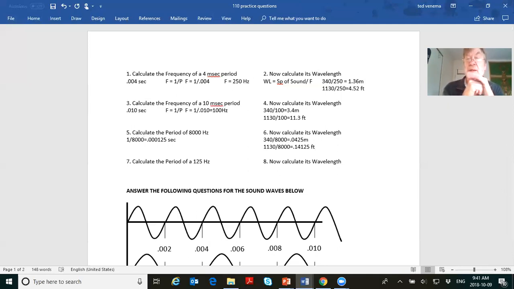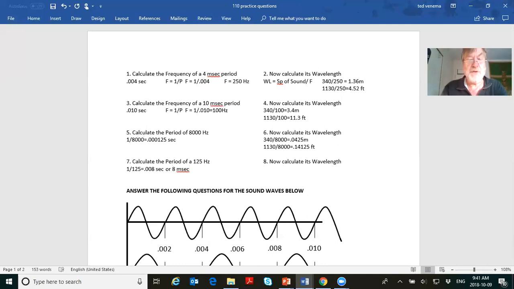Talking small. Calculate the period of 125 hertz. Period is 1 over F, so 1 divided by 125. Let's try that. 1 divided by 125 equals 0.008 seconds, or 8 milliseconds. Fine. Good stuff.